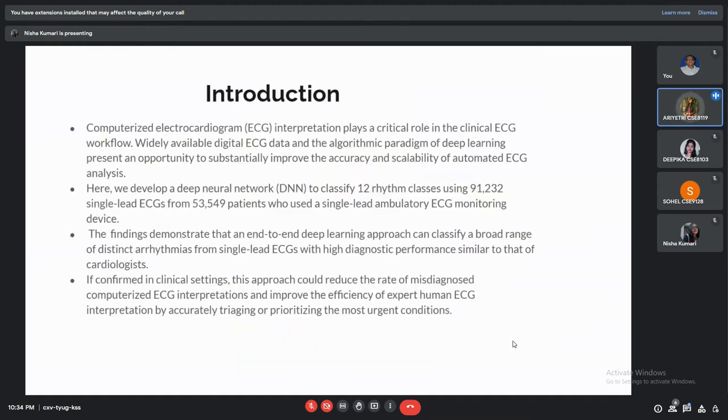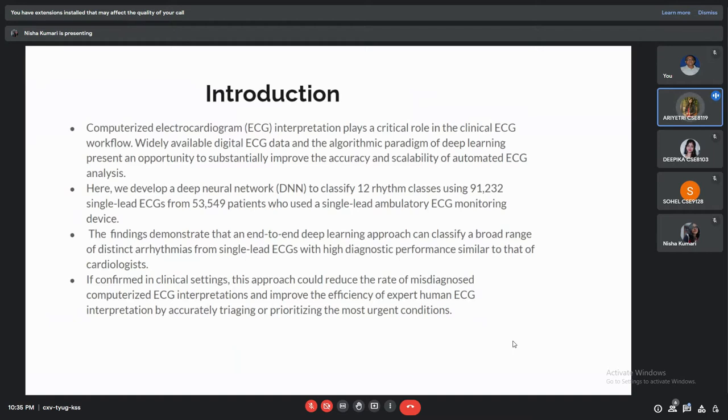So in the next slide, we have a little introduction on ECG and its utilities. So a computerized electrocardiogram, that is an ECG, interpretation plays a critical role in the clinical ECG workflow. Here we develop a deep neural network, that is a DNN, to classify 12 rhythm classes using 91,232 single-lead ECGs from 53,549 patients who used a single-lead ambulatory ECG monitoring device.